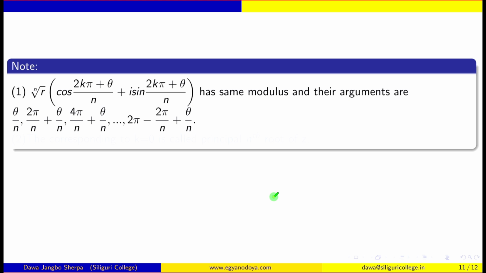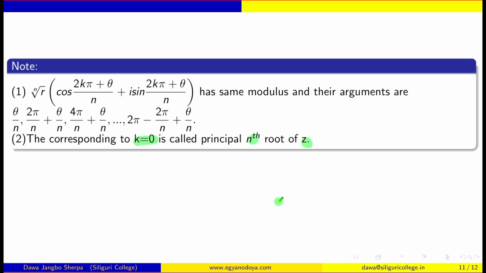Note, the nth root of r times cos of (2k pi plus theta) by n plus i sin of (2k pi plus theta) by n has the same modulus, and their arguments differ. When you put k equal to 0, you get theta by n, and when you put k equal to 1, you get 2 pi by n plus theta by n, and when you put k equal to 2, you get this argument, and so on. The value corresponding to k equal to 0 is called the principal nth root of z. So when you put k equal to 0, we get the nth root of z, and this nth root of z is called the principal nth root of z.